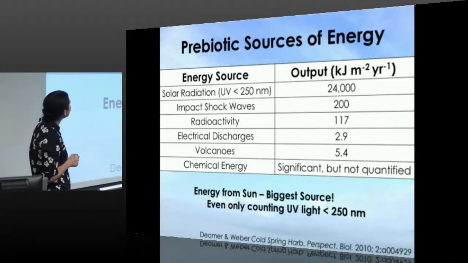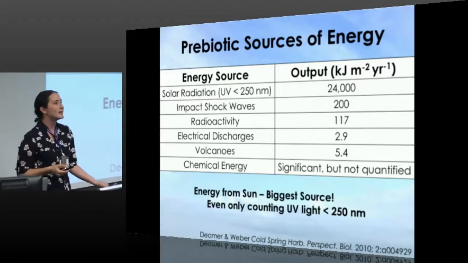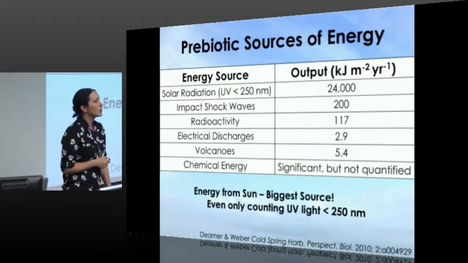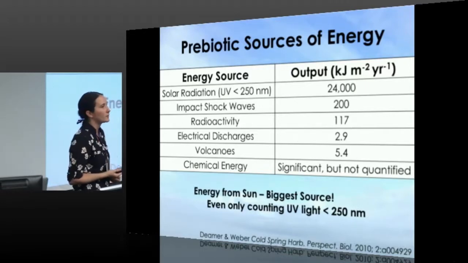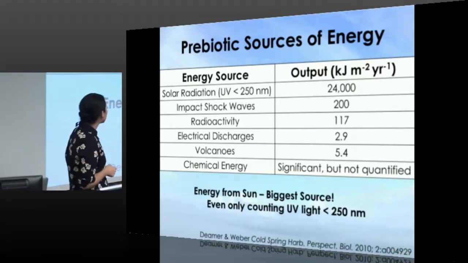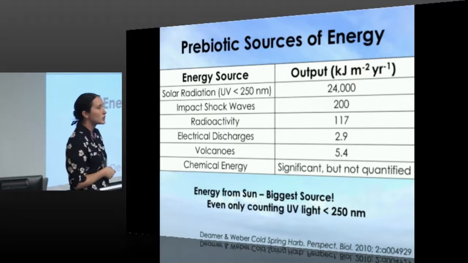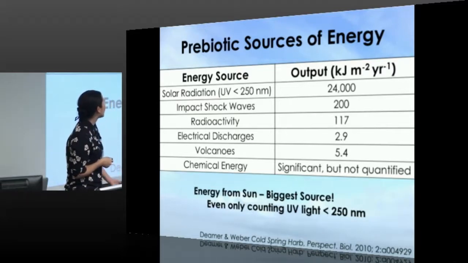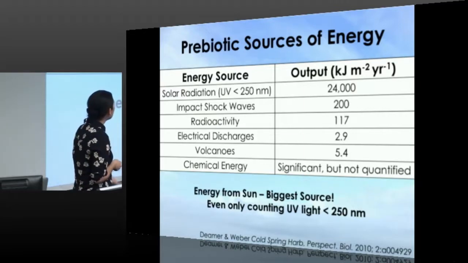But solar radiation is a really attractive energy source for a couple of different reasons. One of which, it's just a much larger energy source than anything else that would have been available. This particular study was only looking at UV light that was less than 250 nanometers, which is clearly not all of the light in the system. But even that is over a couple of orders of magnitude more energy from the sun than the other sources.